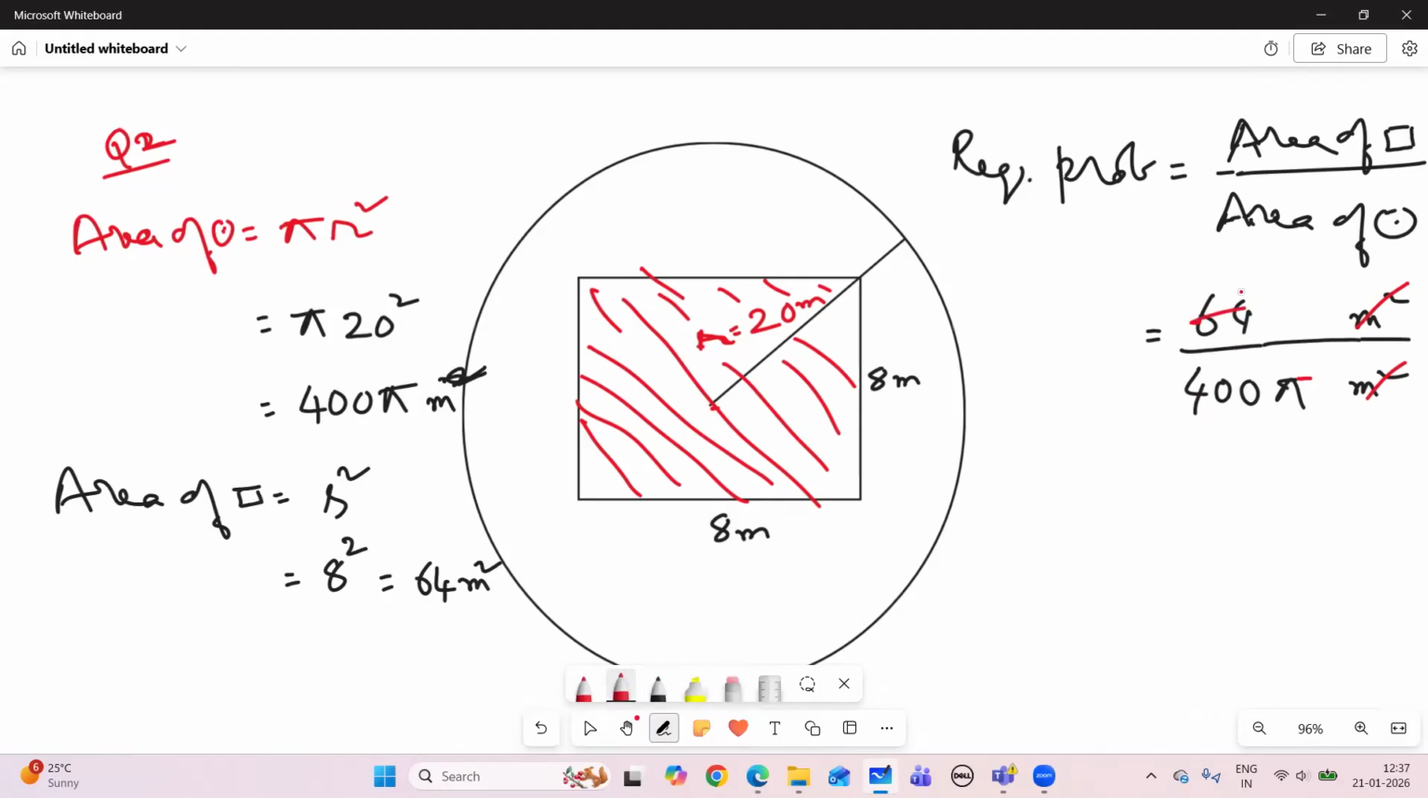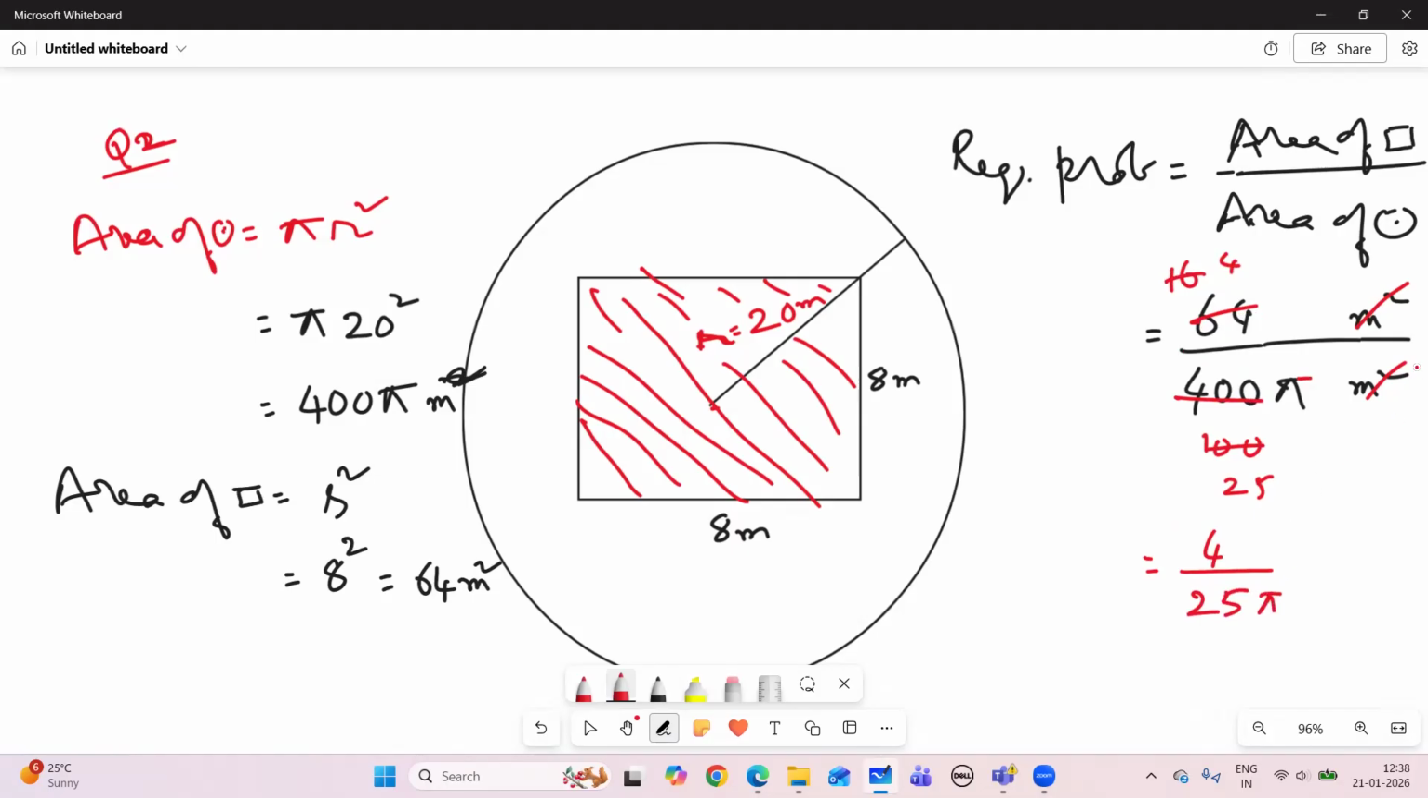So you have 16 here, and you have 100 here. I'm dividing each of the numerator and denominator by 4. So 4 cancels in 64, 16 times, and in 400, 100 times. Again, 4 cancels in 100, 25 times. So what is left is 4 by 25 pi.